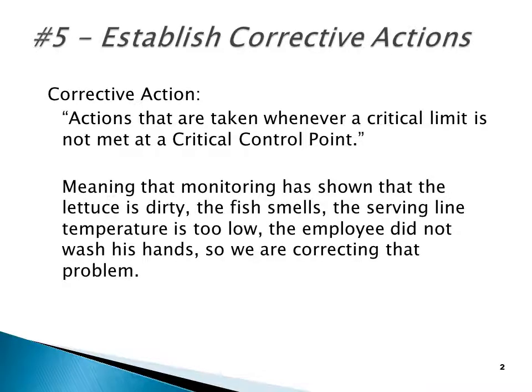When you didn't hit that critical limit, then you take a corrective action so you do hit the critical limit. Meaning that monitoring has shown that the lettuce is dirty, the fish smells, the serving line temperature is too low, the employee didn't wash their hands, so we're correcting that problem. We're taking the lettuce back and rewashing it. We're throwing the fish out. We're raising the temperature on the serving line and reheating any foods that fell below 135. We're having the employee wash their hands and perhaps throw out product that they touched, and perhaps doing some retraining. So those would be corrections, corrective actions.